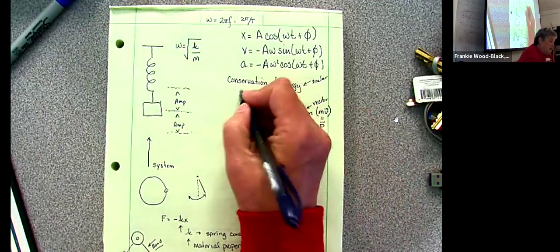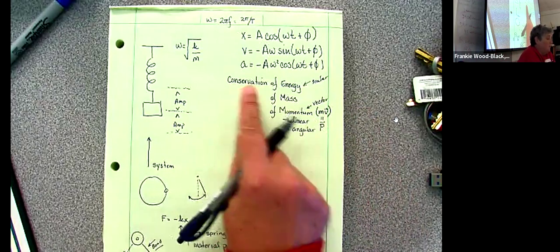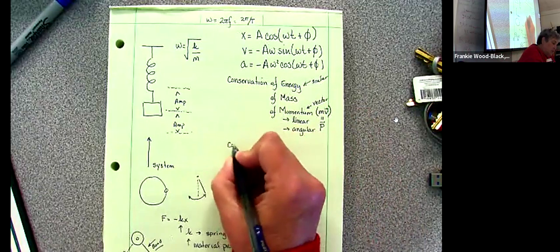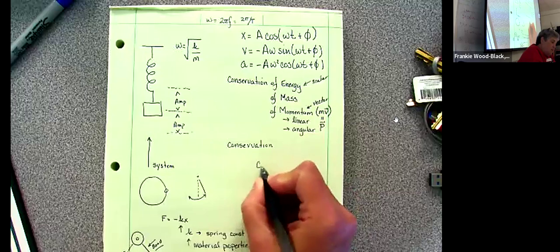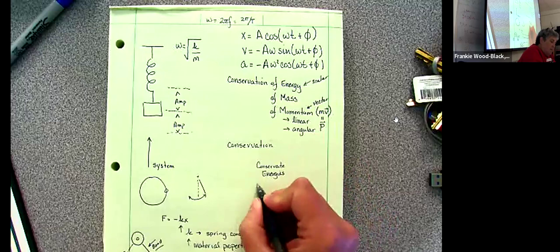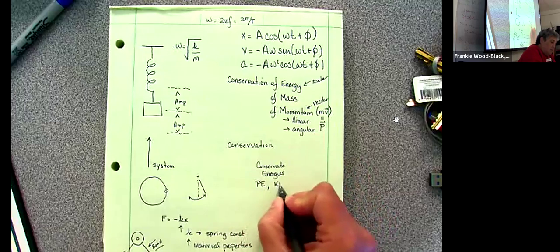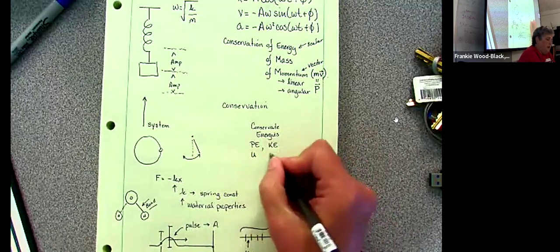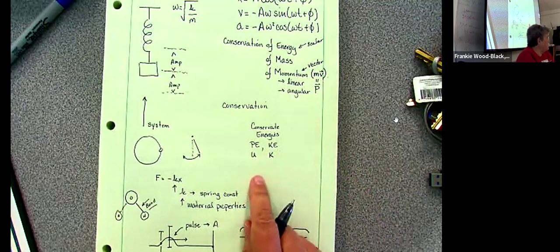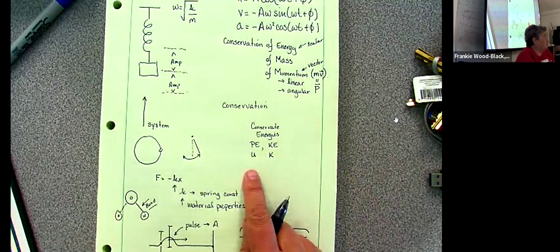So we got conservation of energy, and our conservation of energy theorem says that we have conservative energies, and these are like potential energy and kinetic energy. I like using PE and KE because it helps keep me straight. Our book uses U and K, and I really don't have a clue why we use U.